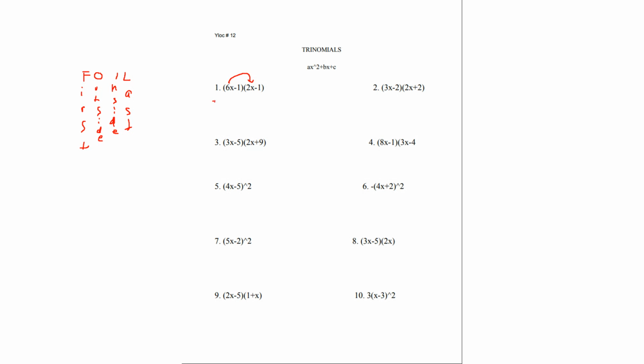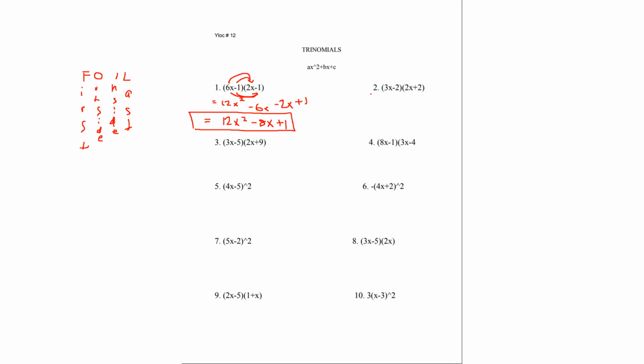So, 6x and 2x, which equals 12x squared. Then multiply the outside terms, which means 6x times -1, and that's -6x. Then multiply the inside terms, which are -1 and 2x. So that becomes -2x. Then multiply the last terms. So multiply -1 with -1, which makes +1. So number 1 is 12x squared minus 8x plus 1.